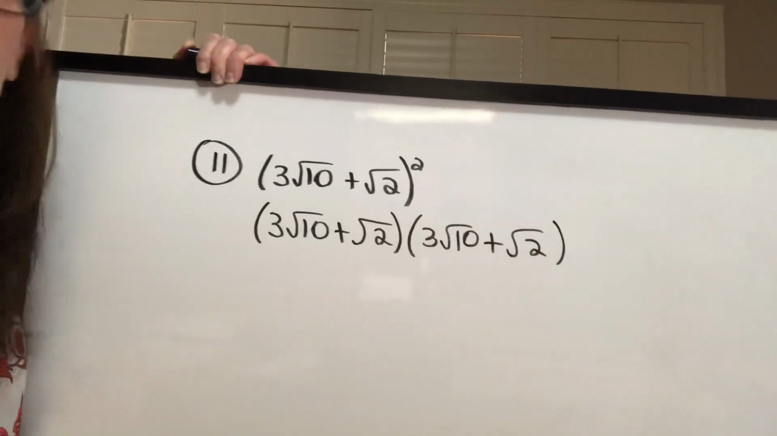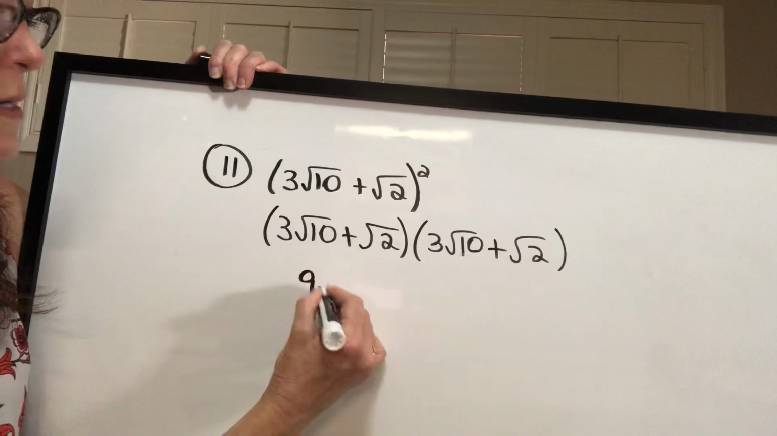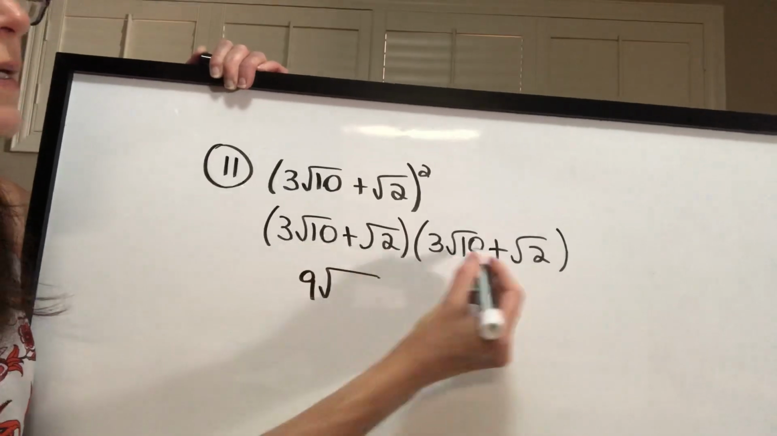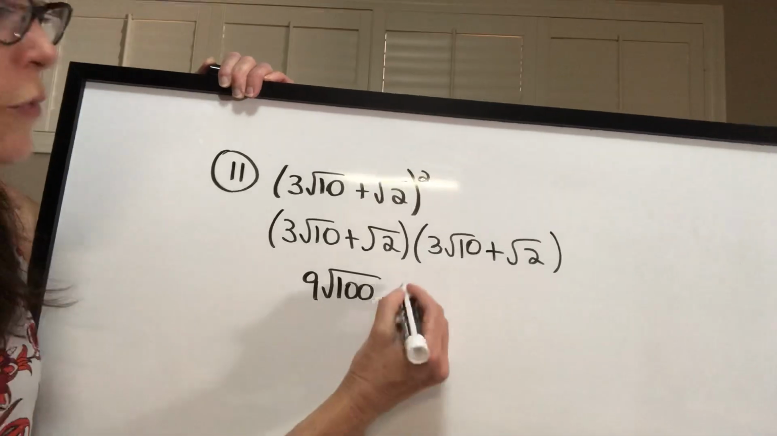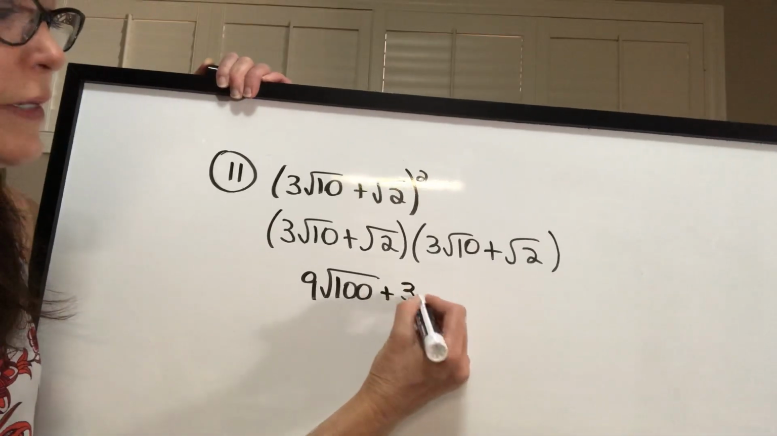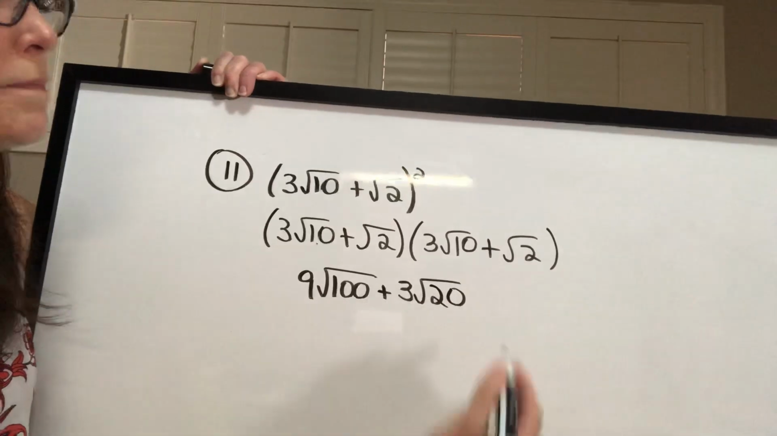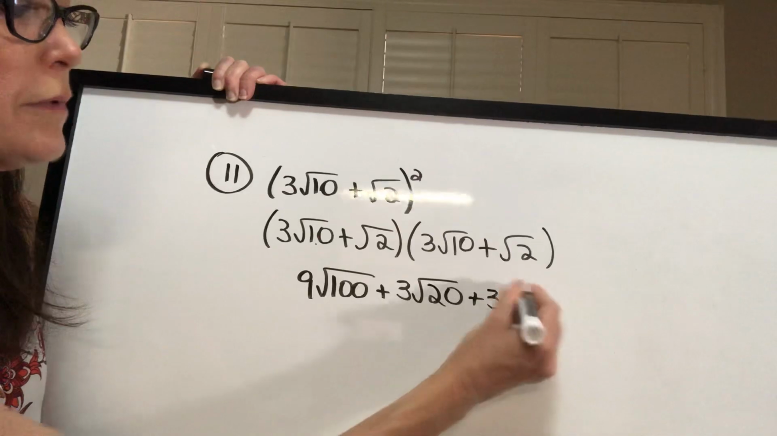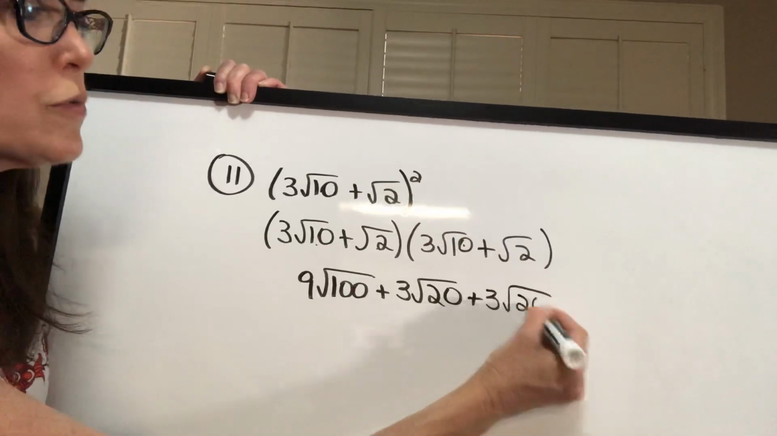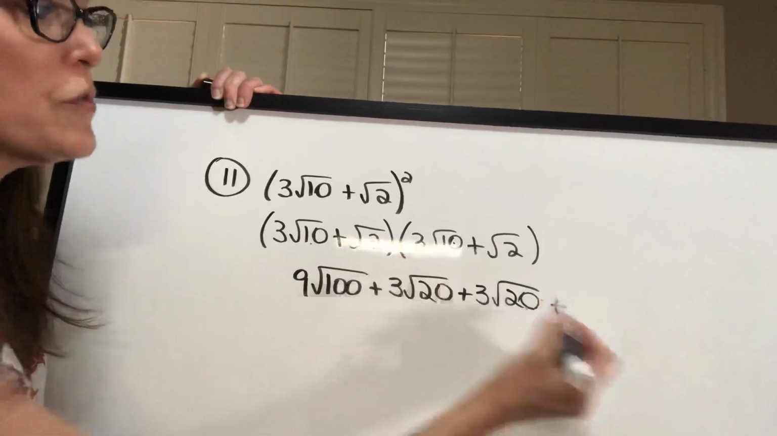And again, do FOIL. So for the first part, you'll have to multiply 3 by 3. That would be 9. And then you also multiply 10 times 10. So that would be 100. When you do the outside, you'll keep the 3 on the outside, but you'll multiply 10 times 2, and that will be 20. Then when you do the inside, keep the 3 there, but multiply 2 times 10, so also 20. And when you do the last part, 2 times 2 would be 4.